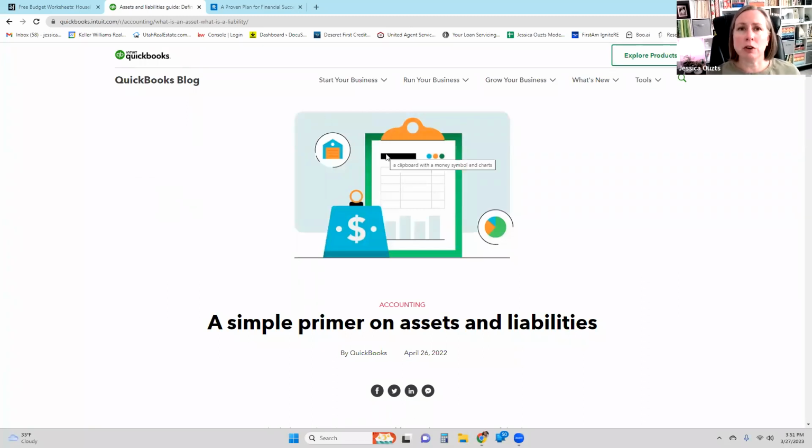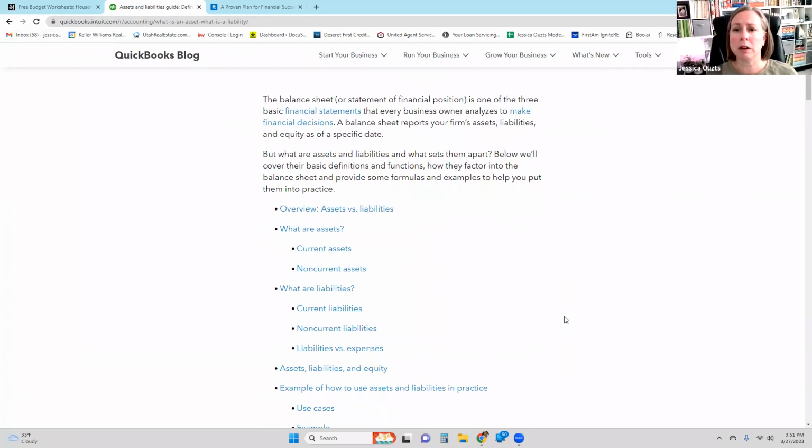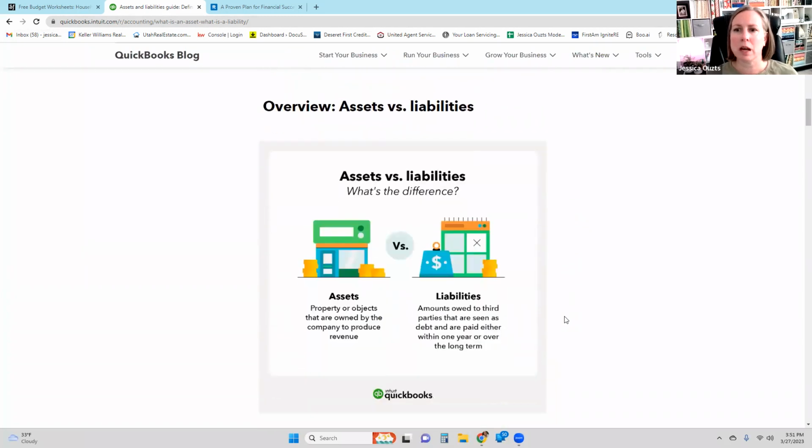If at first you don't know the difference between an asset and a liability, which is totally okay, it's not stuff we talk about all the time, you can pop into quickbooks.intuit.com. I also just went into Google and typed, what is an asset? What is a liability? And it comes up with this blog, which I think was a really good one, very in-depth, but also easy to understand.